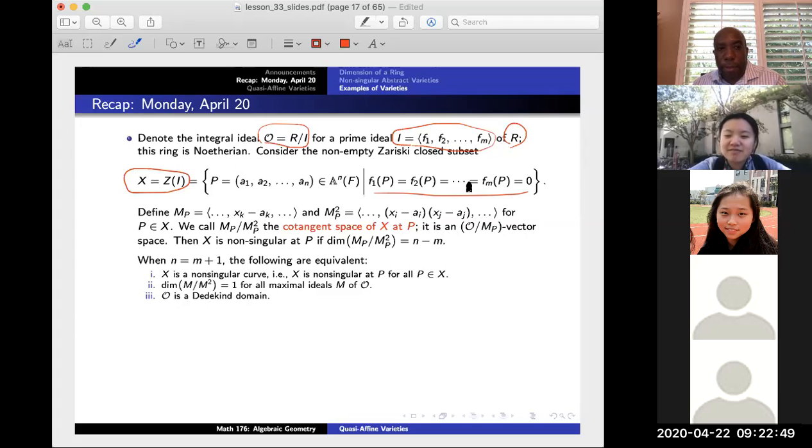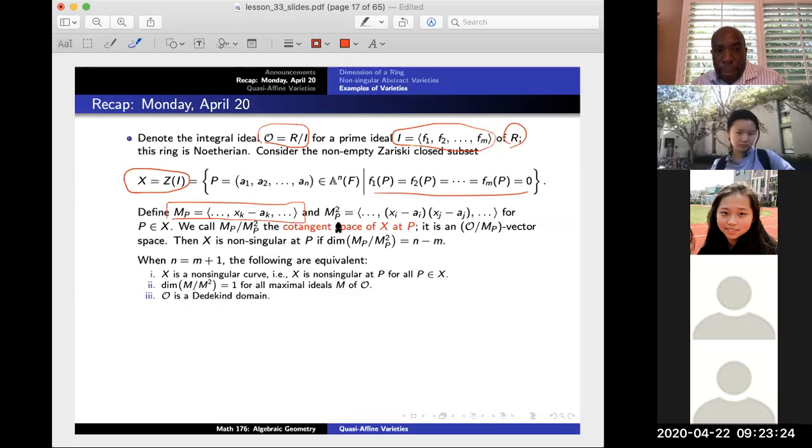So once we have this, we call this, of course, a non-empty Zariski closed subset. So we just have this fancy words here. And let's let MP be the maximal ideal according to a point in X. So here, this is the ideal generated by the polynomials xk minus ak. Right, so again, just take these differences, xk minus ak. There will be n of those. So I can generate the ideal, that is the maximal ideal.